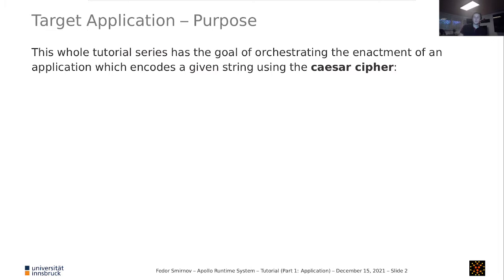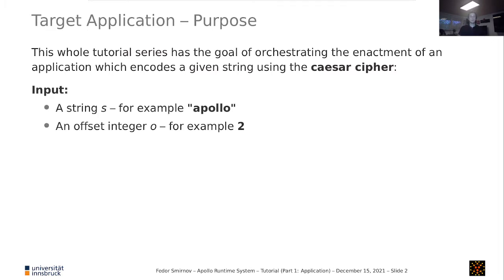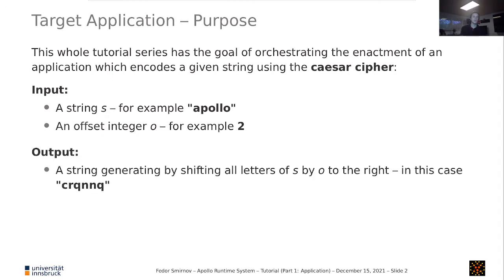And how it works is that your overall application will get two things. It will get a string, like any non-encoded string, for example, the word Apollo, and it will get a particular offset, for example, 2. And it will then encode the string by taking each character and shifting it by the specified offset to the right. So out of Apollo, we would get Crqqnq. When you shift A by 2 to the right, it becomes C, P becomes R, and so on.